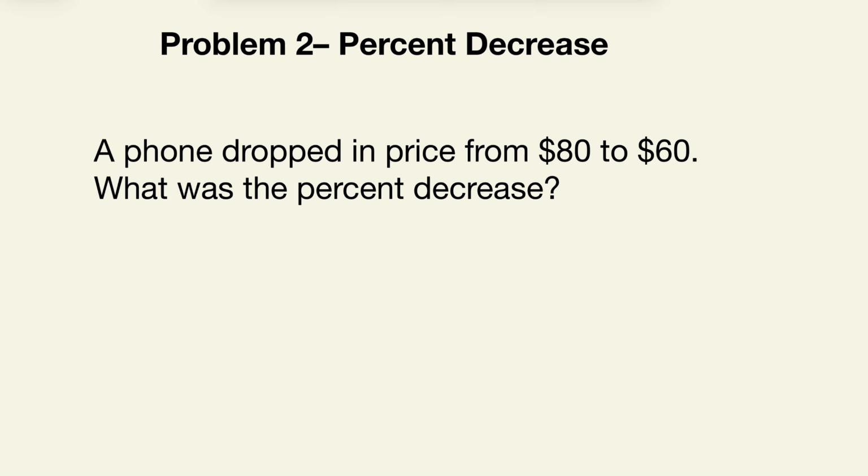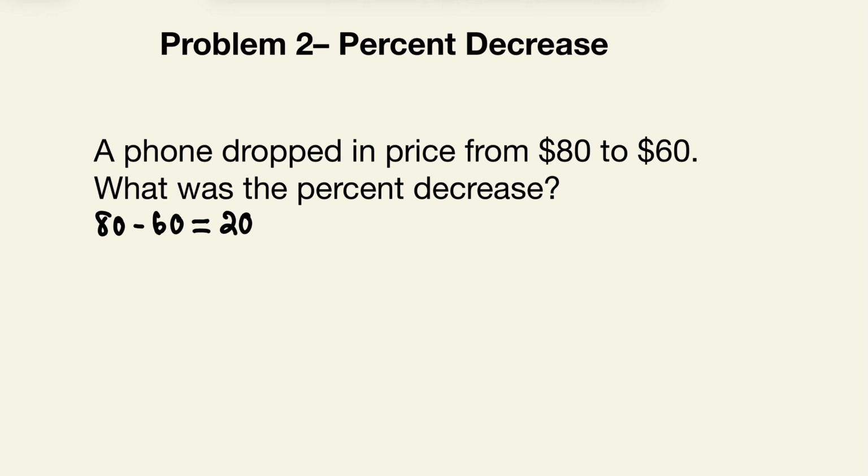Remember, we have to find the change for our first step. We see that change from $80 to $60. So to find the difference, we need to subtract 60 from 80. So 80 minus 60 equals 20. So we see that the price changed by $20.